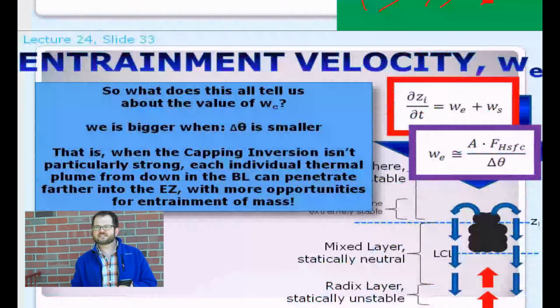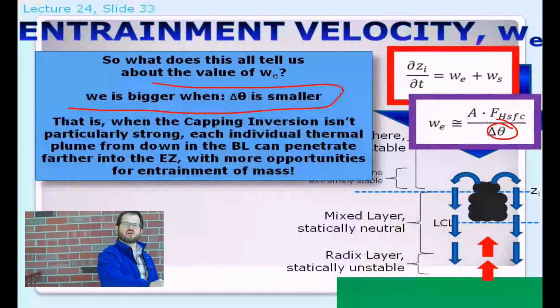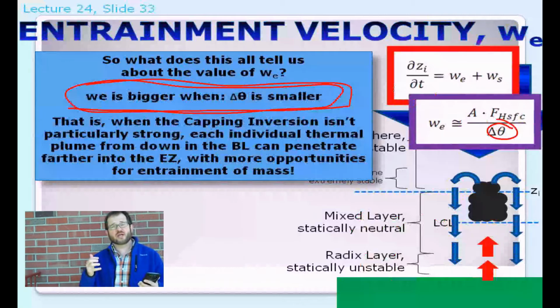What about the other term, delta theta? Delta theta is in the denominator of the fraction, so the bigger delta theta gets, the smaller the entrainment velocity is. Well, this is the strength of the capping inversion.